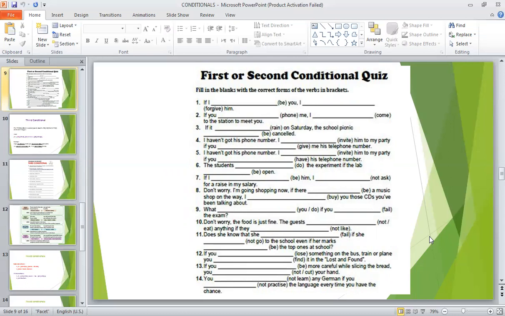If I be you, I forgive him. So this is second conditional because I'm not you. So if I were you, I would forgive him.